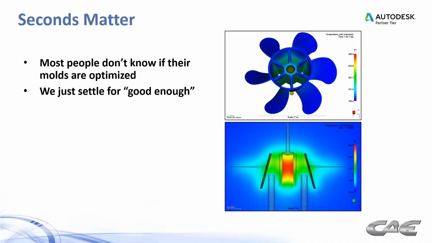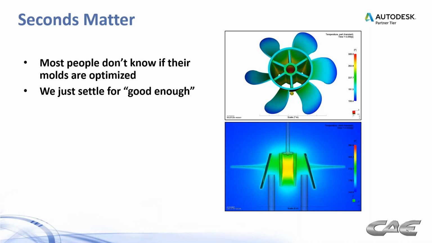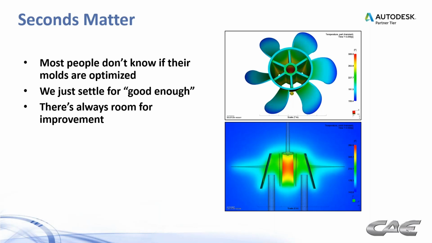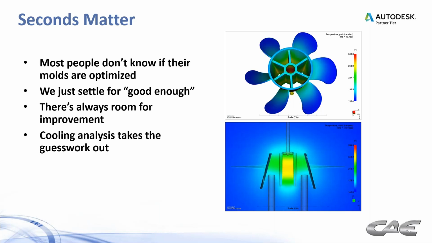There's a lot of rules of thumb out there for cooling design and so forth, and I think those get followed and have been perpetuated over the years by many mold designers. And oftentimes it is good enough, but again, the question should be, can we get any better? There's always room for improvement, in my opinion. And how do we know until we mold parts, really? So cooling analysis, using Moldflow is one way to take that guesswork out of it.